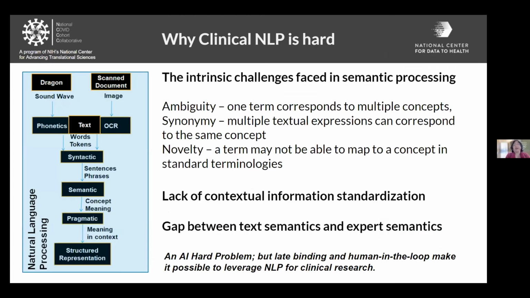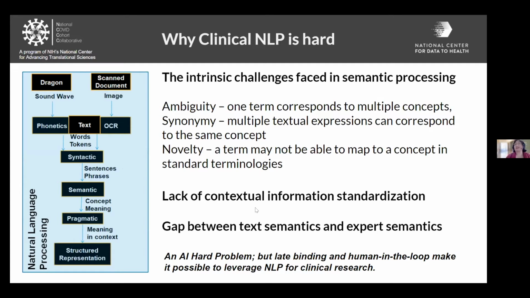But meanwhile, everyone here would probably say, okay, NLP is hard. The reason it is hard, however: our end goal in the clinical domain is, given text data, to change it to a structured representation, and in common data models, OMOP type of models, that means standard terminologies. We face the intrinsic challenge in semantic processing, which is related to ambiguity, synonymy, and novelty.